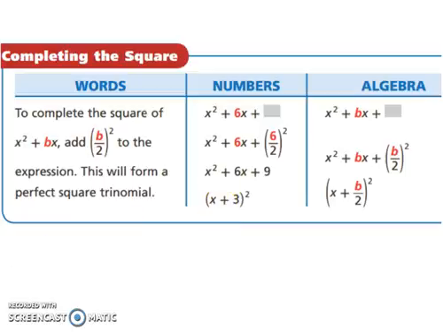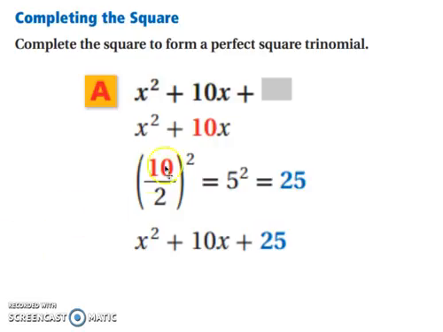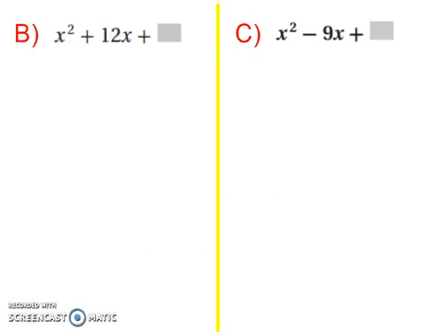Let's look at another example. So our b value is 10, so 10 divided by 2 is 5. 5 squared is 25. So to complete the square, we're going to add in a 25. Take a moment and try these next two on your own. When you return to the video, the answer will be revealed for both below.